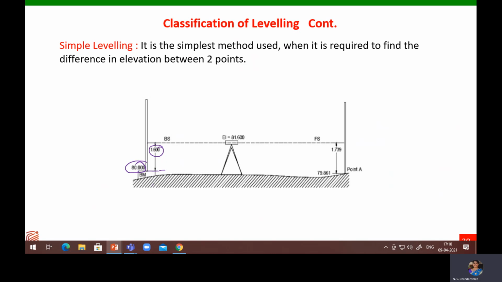Now by adding the RL of the benchmark to the staff reading, we get the height of this line. This is the height of the instrument. Once we get the height of the instrument, we can keep the leveling staff on any required point, and again the staff reading can be taken. If we take multiple readings before shifting, all those readings are written in the intermediate sight column, and the last reading is written in the foresight column. Once we know the height of the instrument, we can subtract the intermediate sights or the foresight to know the elevation of these ground points.